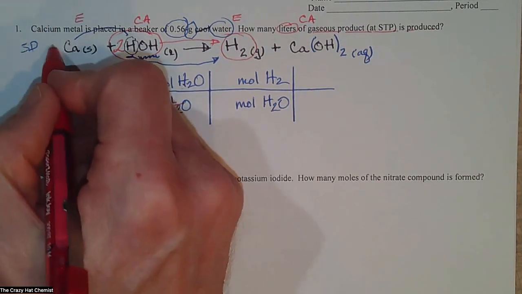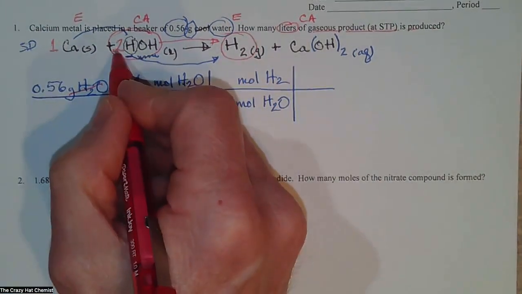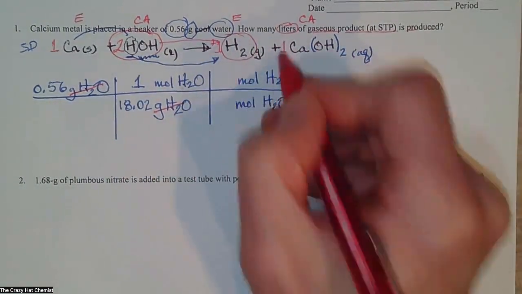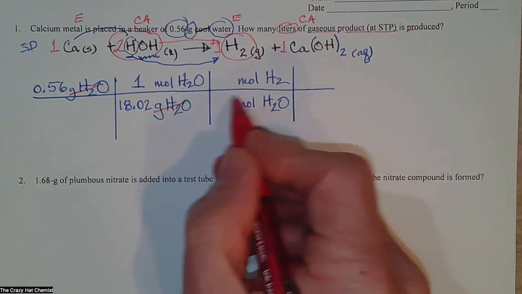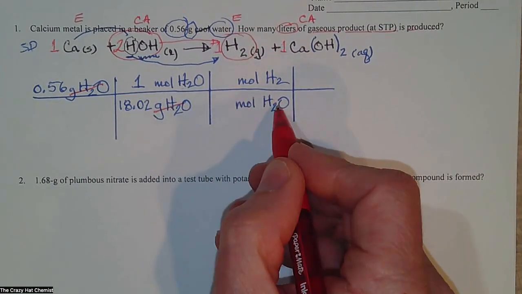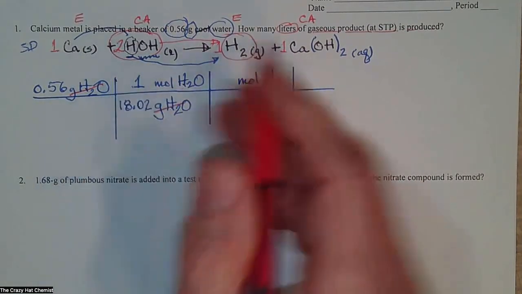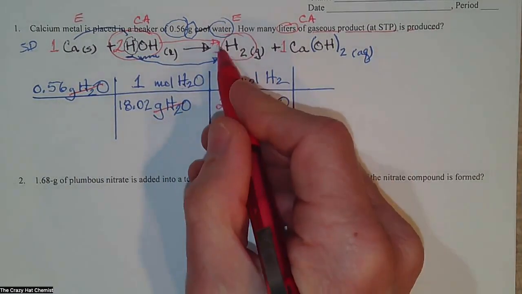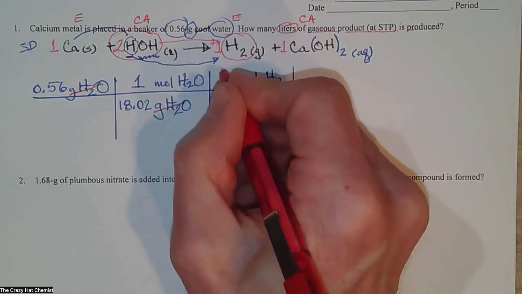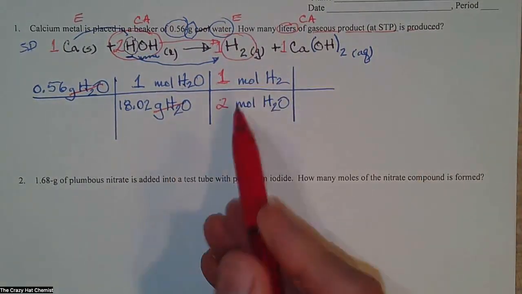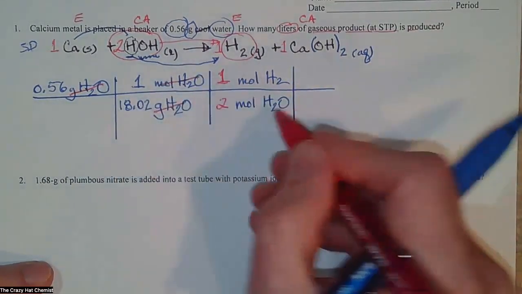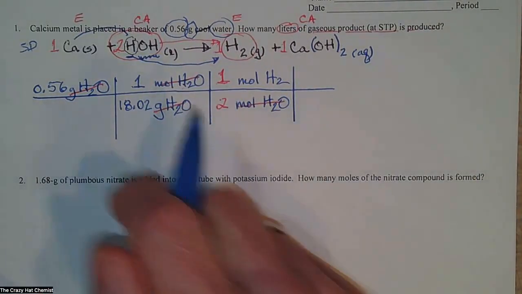So the stoichiometric coefficient for calcium is 1, for water is 2, for hydrogen is 1, for calcium hydroxide is 1. For this particular one, moles of water is going to be 2. So that's a 2 stoichiometric coefficient, and that for hydrogen is a 1, so this is a 1. These two red numbers are coming from the stoichiometric coefficients on the balanced equation. Now this enables me to cancel out the moles of water from the numerator to denominator.